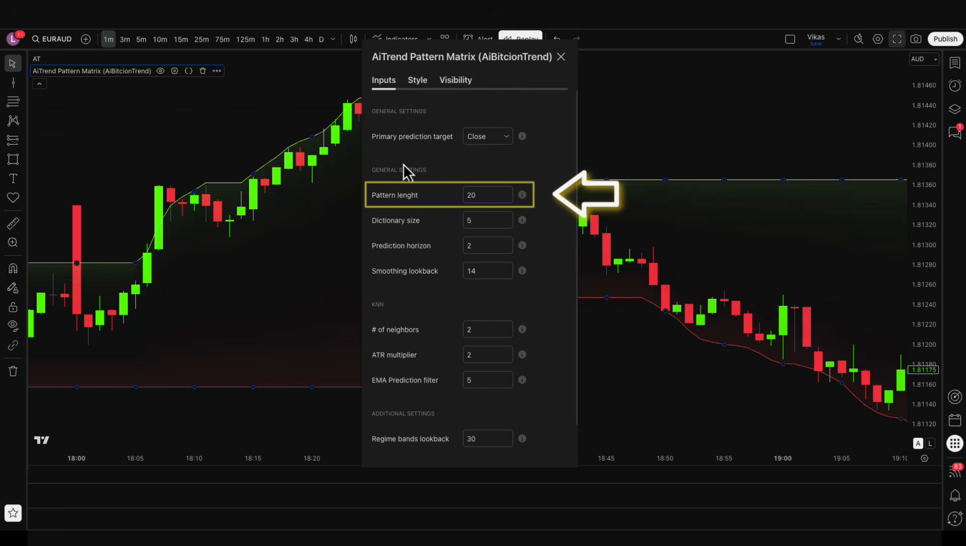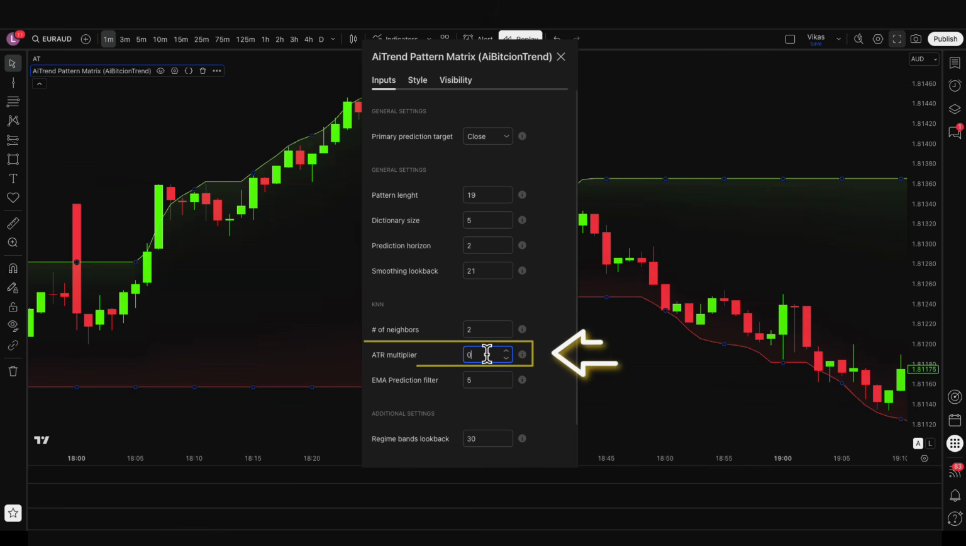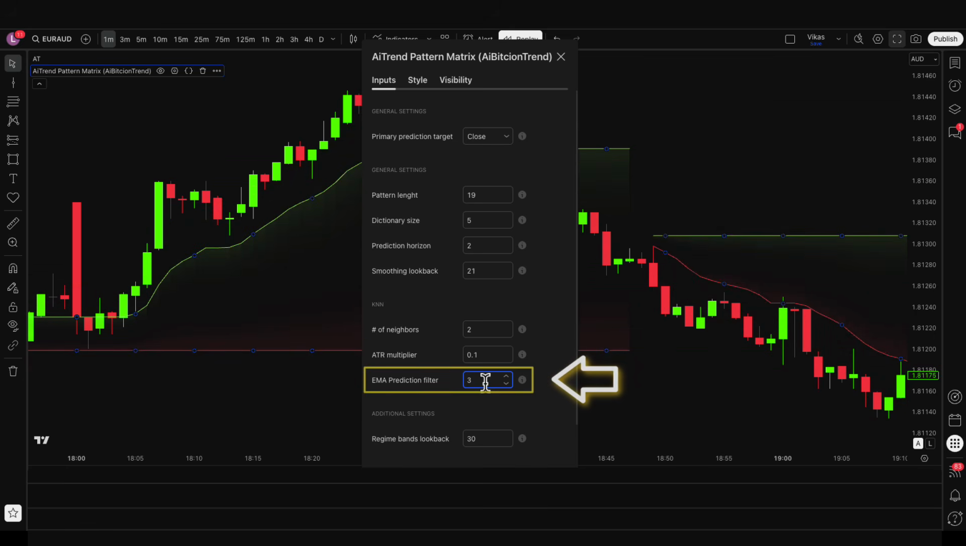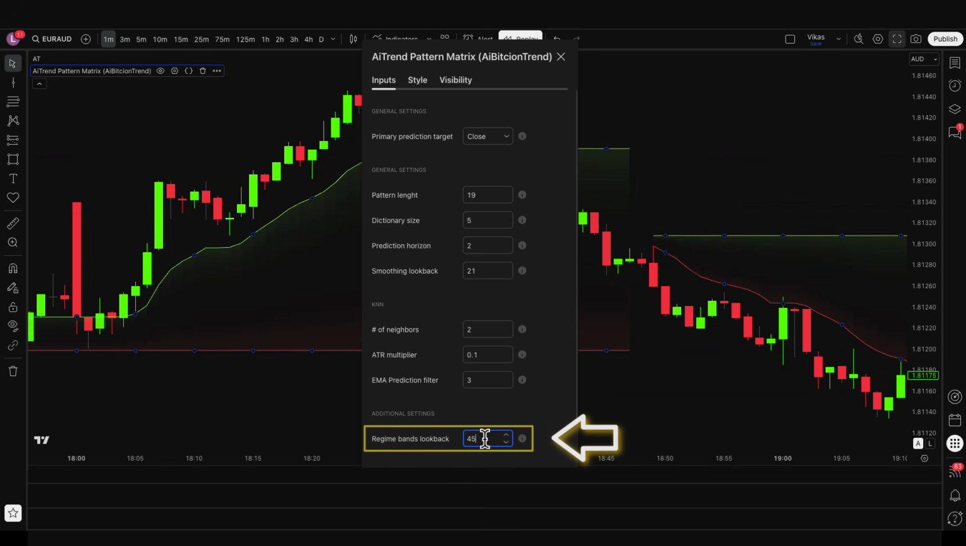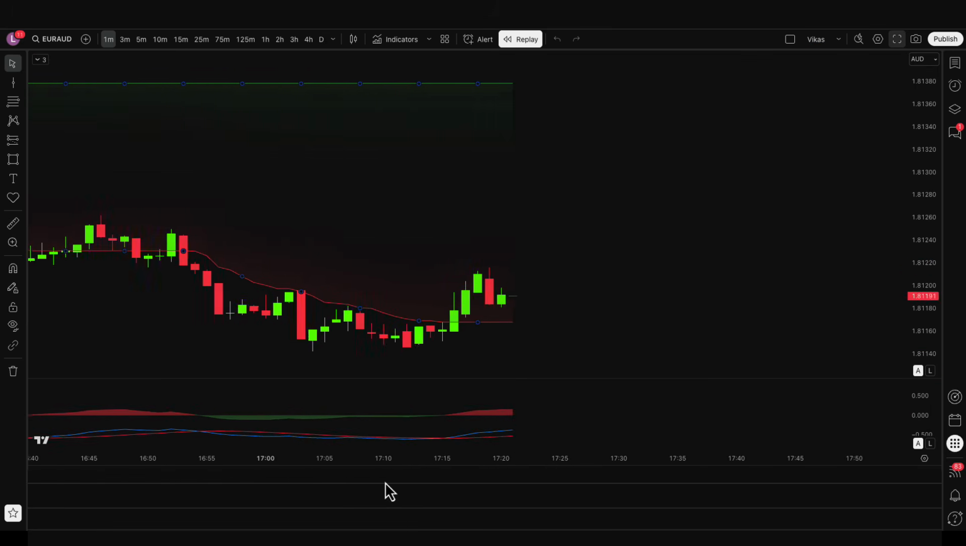We have to change this pattern length option from 20 to 19. We have to change this smoothing lookback option from 14 to 21. We have to change this ATR multiplier option from 2 to 0.1. We have to change this EMA option from 5 to 3. We have to change this regime option from 30 to 45. After this, we will understand the next trading setup on the chart.